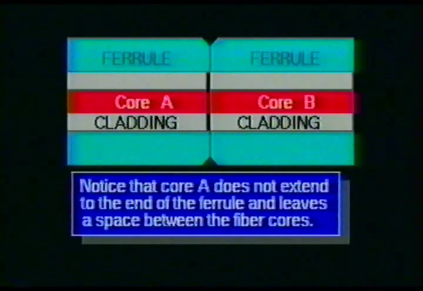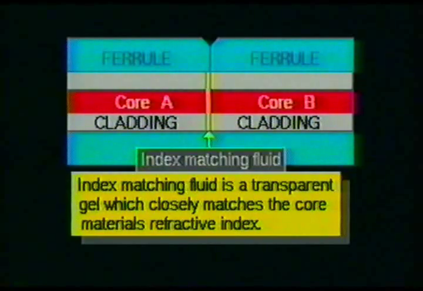Since connectors do not actually bond the fibers together, the spacing between the fiber cables or the fiber and the receiving transmitting device is also very critical. This loss can be reduced by using index matching fluids in the connector. This fluid is a transparent gel which closely matches the refractive index of the fiber optic glass itself.